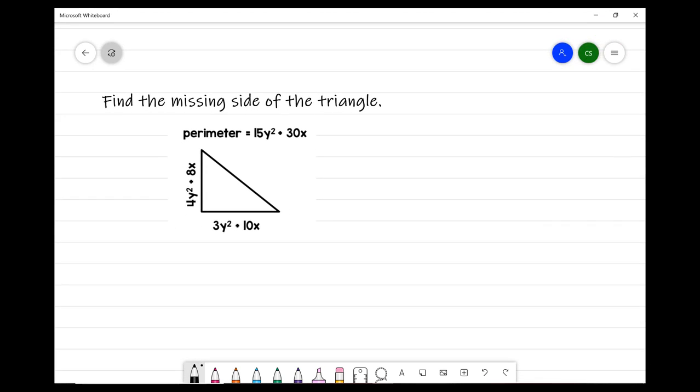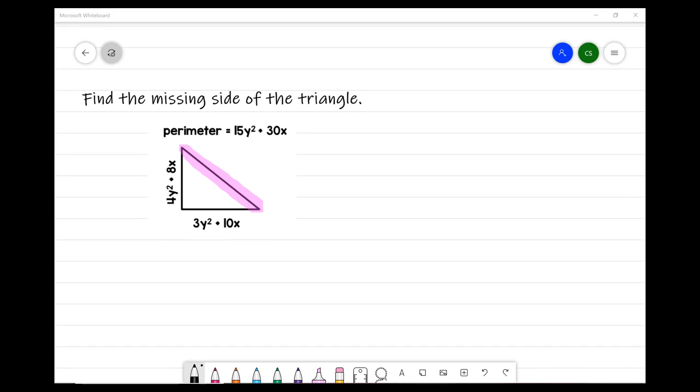Well, what if they gave me the perimeter, but they want me to find the missing side? That means I do not know what this side of my triangle is equal to. But I know that one side is 3y squared plus 10x, and another side is 4y squared plus 8x. And my perimeter is equal to 15y squared plus 30x. So to find that missing side, I need to take what I know from the perimeter. That means I'm going to be subtracting.